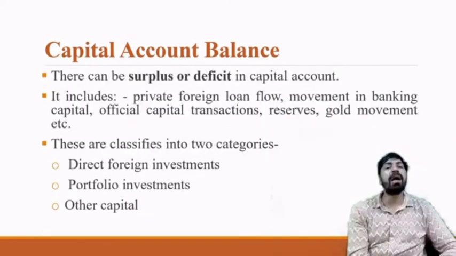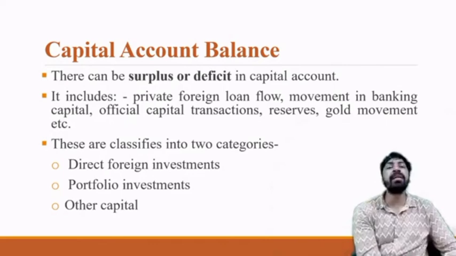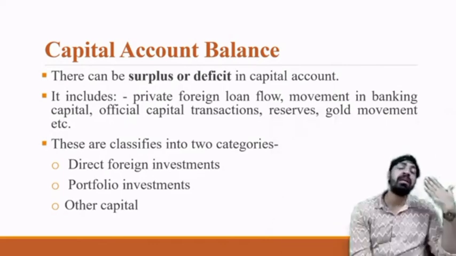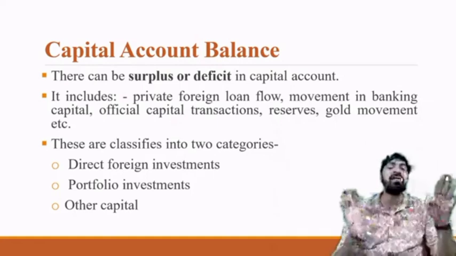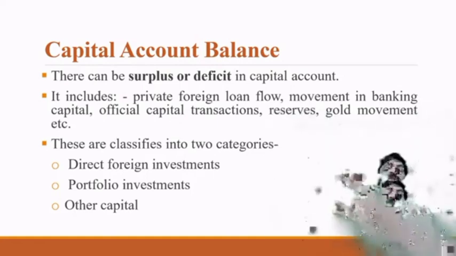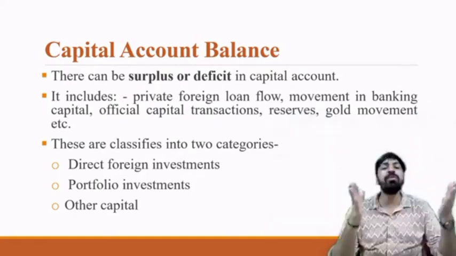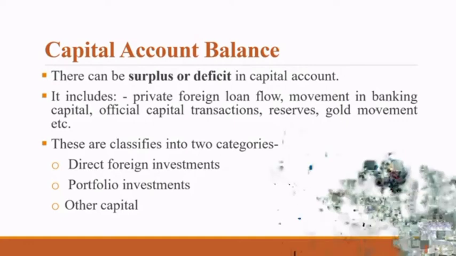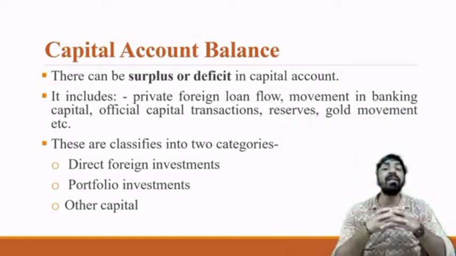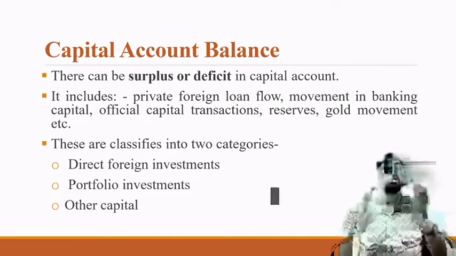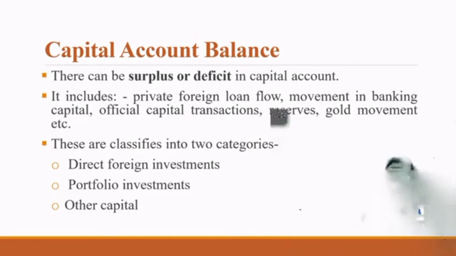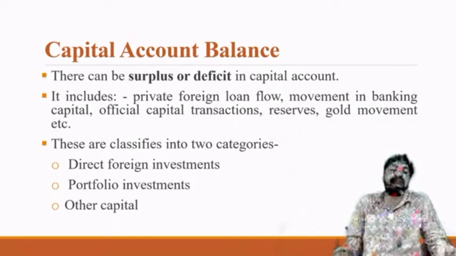Now we talk about the capital account balance. There could be a surplus balance or deficit balance. As always, any account balance has a surplus or deficit, so it always shows on the positive or negative side. To make it balance, you always use the term balancing item, and the item name of that item is errors and omissions, to equalize the balance.